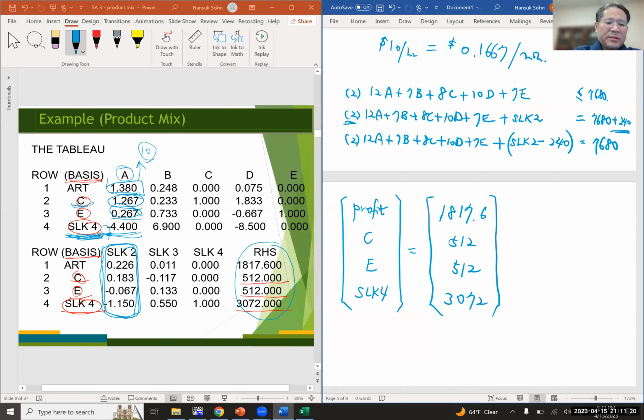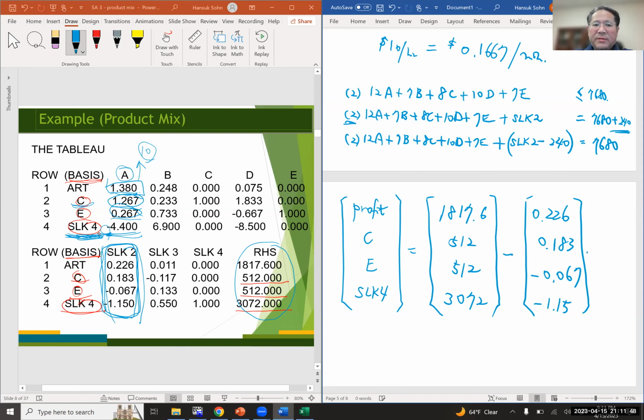And then I'm going to use this slack 2 column, the substitution rates. It's going to be negative 0.226, 0.183, negative 0.067, negative 1.15, right? Times what? The changed amount of negative 240. Okay, that's what you need to do.